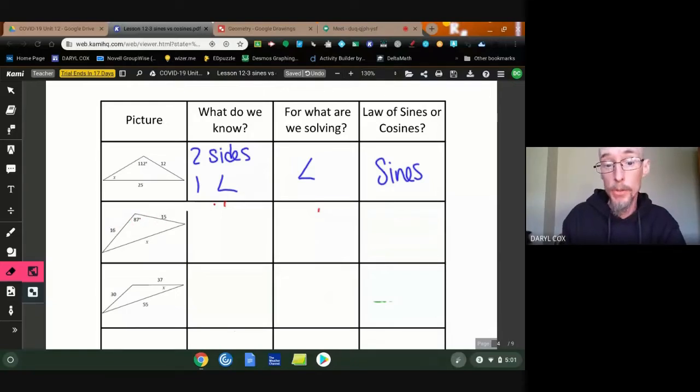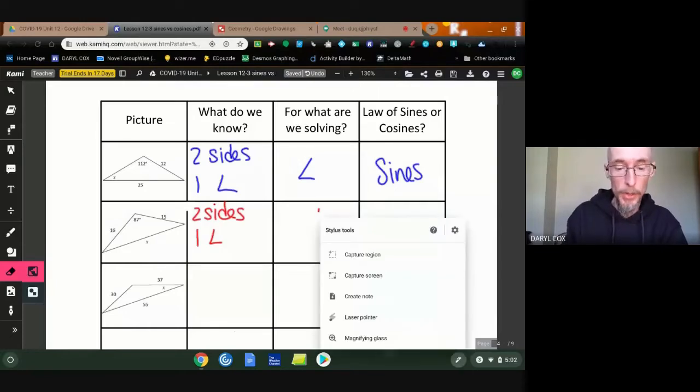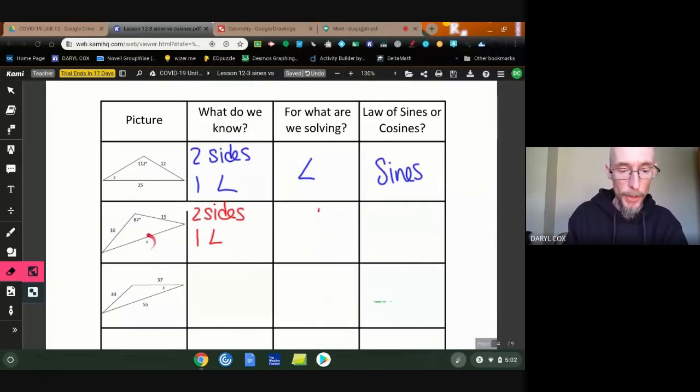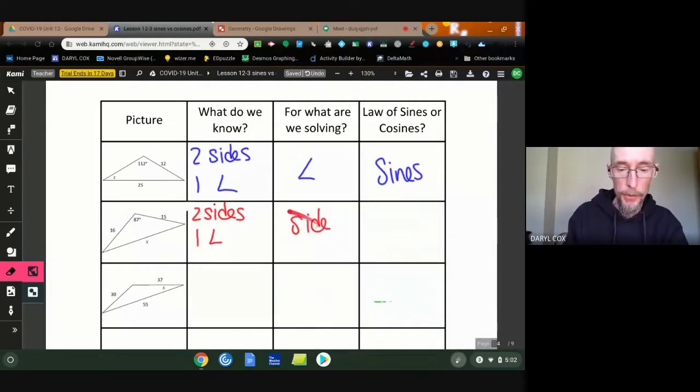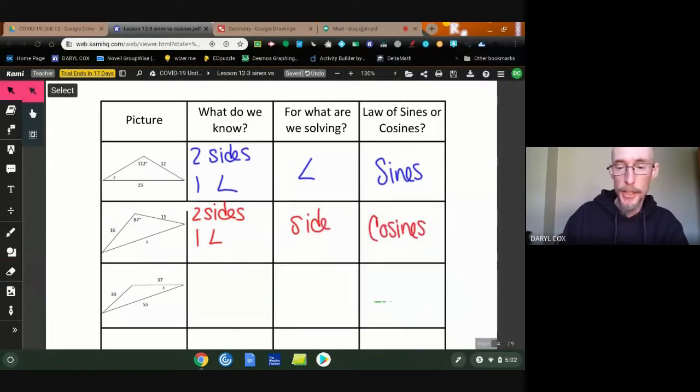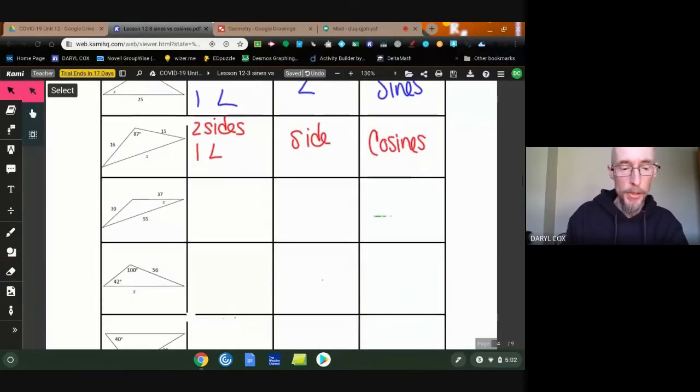When we look at the next problem, I have two sides, one angle. So that's what I know so far. What I'm looking for is one side. So here again, I start my counting. That's three sides, one angle. Three sides and one angle is the law of cosines. Okay. So it's basically just a counting game to figure out what you're going to be using.